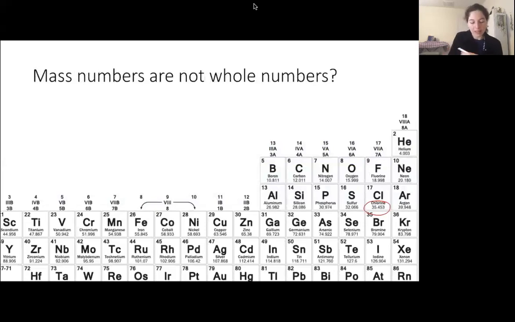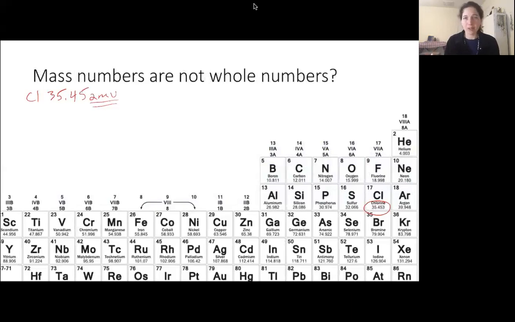Chlorine's at 35.45. That's how much this one weighs. AMU is the unit here. We're going to talk about units next chapter, so don't get too confused by that.